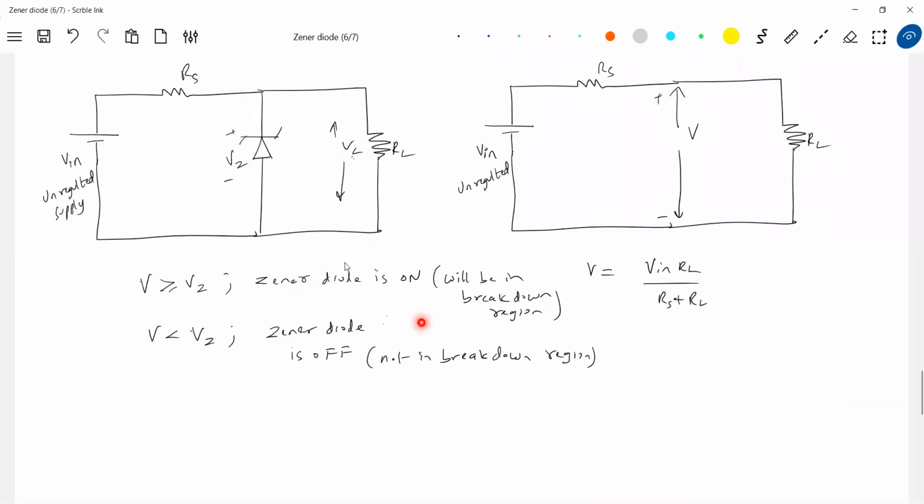Getting this idea? What do you mean by off? Off means it is not in the breakdown region. If not in the breakdown region, it cannot be used as a regulator. See, what is the purpose of the Zener diode? It should regulate. Sir, why don't I want it to regulate? Then instead of this, you use an ordinary diode. What is the cost of a Zener diode? 5 rupees. Ordinary diode, 1 rupee.